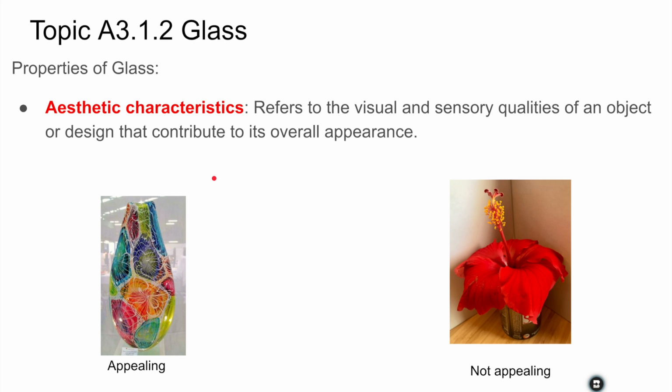Glass also has some great aesthetic characteristics, and this refers to the visual and sensory qualities of an object or design that contributes to its overall appearance. I just have a couple of demonstrations of this. This is a beautiful vase right here, and this is a can with a flower in it. And this isn't as appealing as this. I would say that this vase is much more beautiful than this Star soda can.